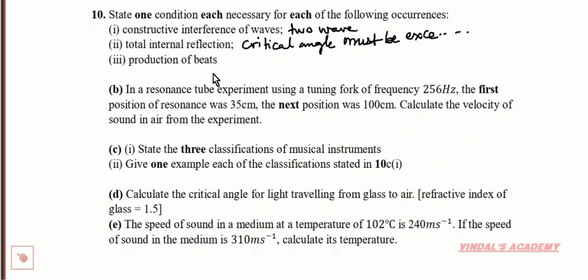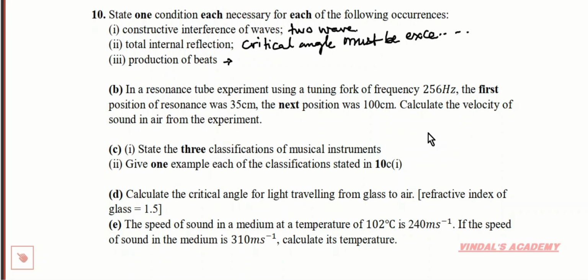The next one is production of beats. For you to have production of beats, that means there must be two waves of nearly equal frequency, or two notes must be almost equal in frequency, or two sound waves must be very close to each other in terms of frequency. So that is that. Number B. Oh, this one I didn't even make a space for where I will solve this one, but then let's keep going.